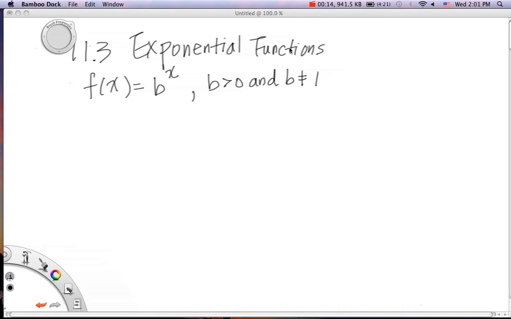Exponential functions look like the following form, as shown on the screen, where f of x is equal to b to the x, and b is just a constant number that's greater than 0, and b cannot equal 1. The reason it's called an exponential function, as you probably noticed, is that x is in the exponent part. So let's just see a couple examples.